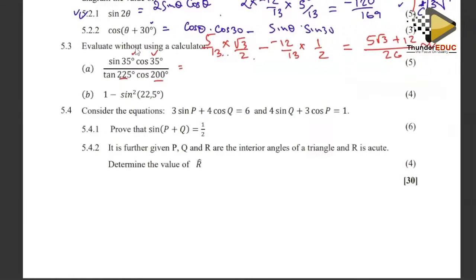Okay, then they want us to get 1 minus sine squared of 22.5. So we know that 22.5 is just the half angle of 45. Okay, so how do we express this? We can say that 1 minus, let's change this to a cos. It's going to be 1 minus cos squared of 22.5. The 1 and the 1, they're going to cancel out. And then we're just left with the cos squared of 22.5. They want us to get the value of this.